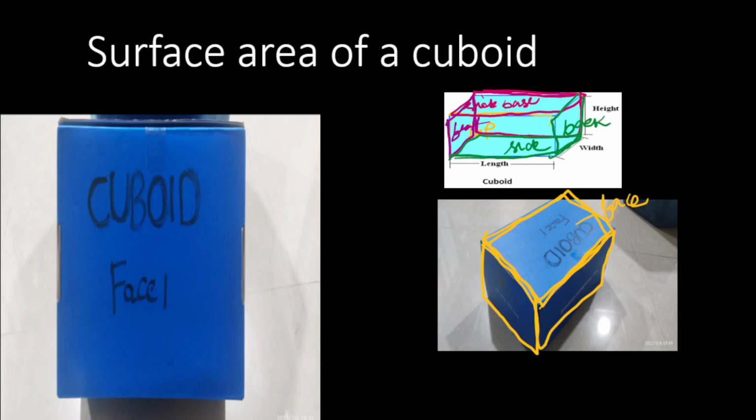And these edges represent the length. Suppose here it is the length of the cuboid box, and here it is the breadth of the cuboidal box, and this represents the height of the cuboidal box. A plane surface doesn't contain this height dimension, but this is a solid, the three-dimensional cuboidal box, so it contains the dimension h.